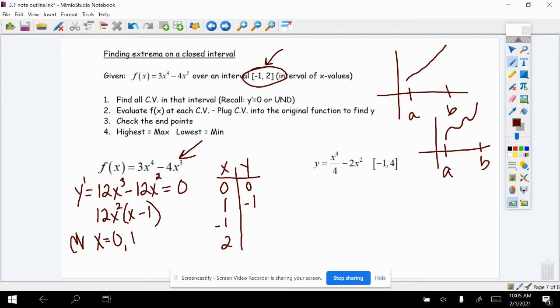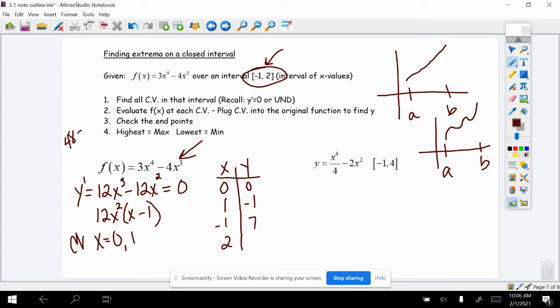The more critical values, these tables can get bigger, but you're always at least checking the endpoints. So when I put -1 into the original equation, I get 3 minus 4 times -1. So I actually get 3 plus 4, which is 7. And when I put 2 into the original function, I get 3 times 2 to the 4th is 16. So 3 times 16 is 48.